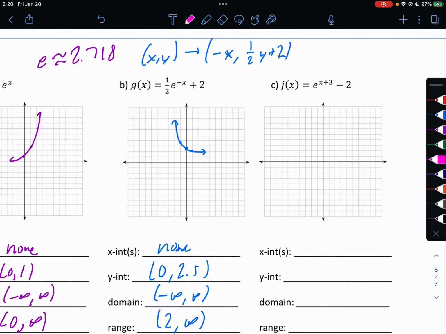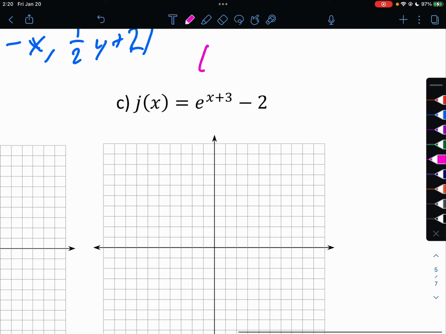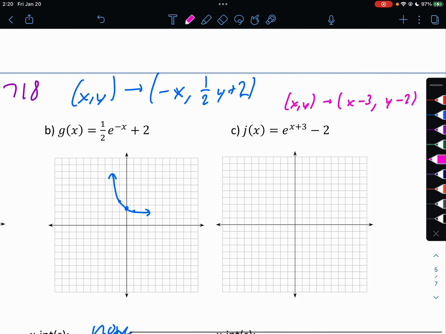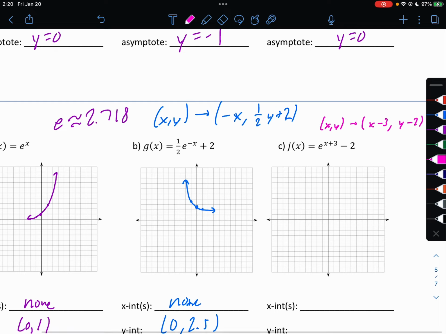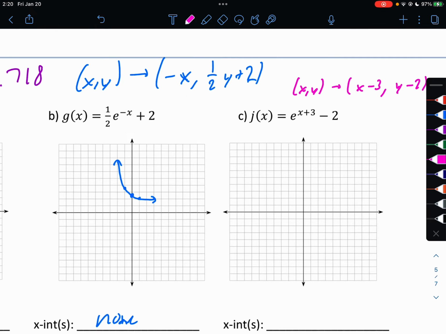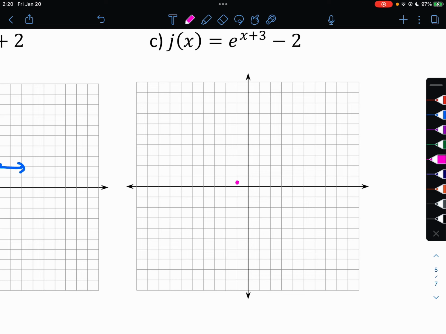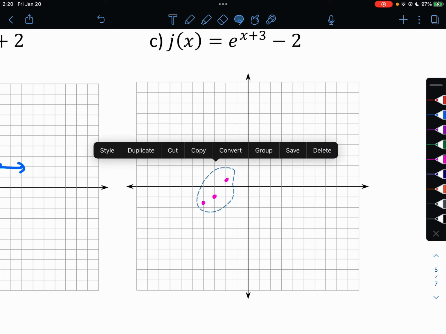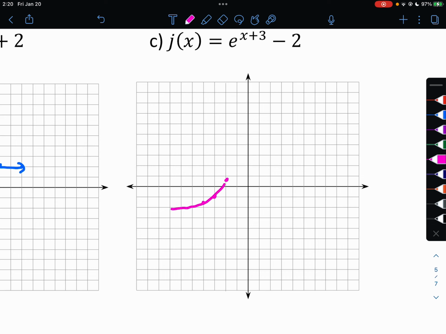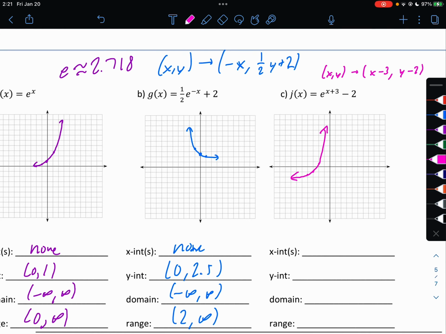All right, so last one here, it's going to move left 3 and then down 2. So we take our 3 points and move them left 3 and down 2. So if our original points were here, here, and about here, we're going to take all 3 of those and move them left 3 and down 2. Our new graph should be right about there. Or you can take the points one at a time and do that as well.